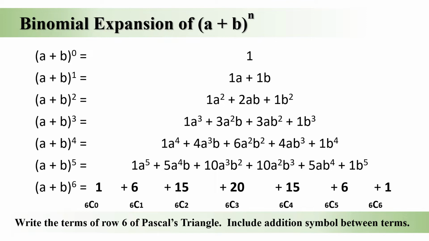We figure those out by going 6C0, 6C1, 6C2, all the way up to 6C6, which then produces the numbers 1, 6, 15, 20, 15, 6, and 1. Remember, there is symmetry involved with Pascal's triangle.